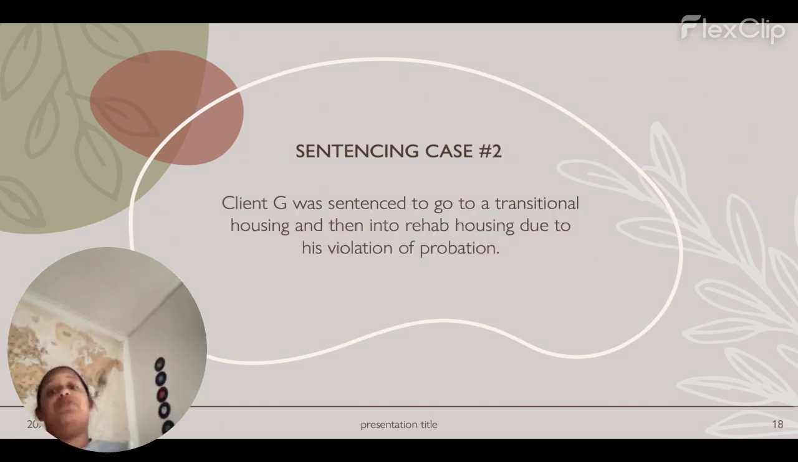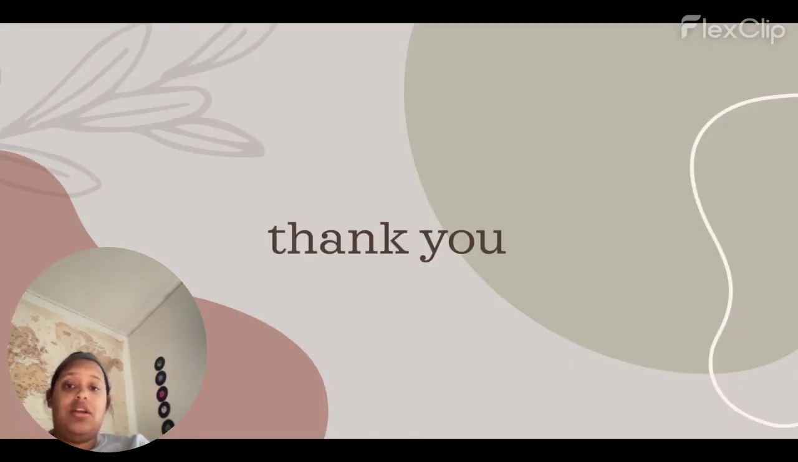Sentence for case number two, client G, he was sentenced to go to transitional housing and then into rehab housing due to his violation of his probation. This is where he can work on his mental health and work on getting better with his addiction to opiates, so he can have a better life outside of jail.